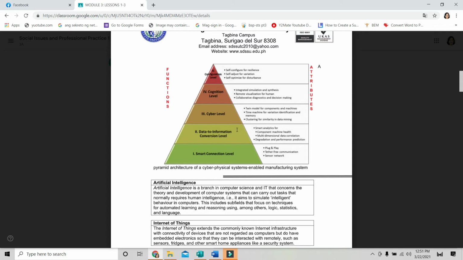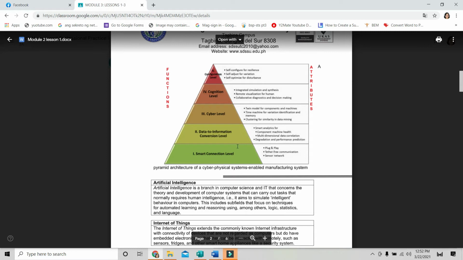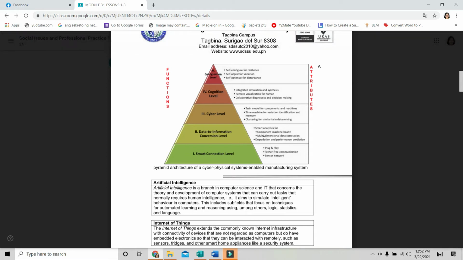So whatever data they have gathered will go to multi-dimensional data correlation, and then we have the cyber level and then the cognition level, and then the last one is the configuration level, wherein it can self-configure for resiliency. So whatever happens with the manufacturing, it can automatically go on autopilot if possible, and then we have self-adjust for certain changes, and then self-optimize for disturbance. So it can actually think on its own if it needs to optimize its functionality.